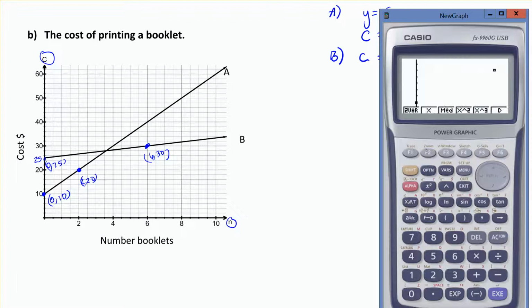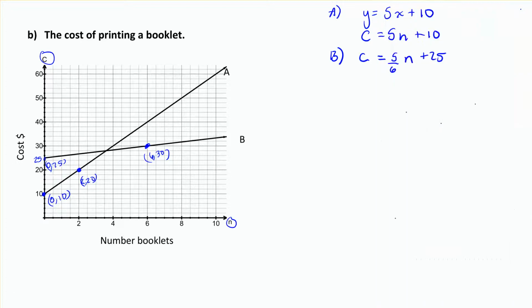Graph 1, calc x, 0.833333. So another way that you could write that, if you want, is the decimal. C is equal to 0.833n plus 25. Alright, so those are our 2 rules, and one other thing that's obviously going to be important for us to calculate here is that intersection. So these are my rules, and my intersection. Again, this is when those 2 lines are actually equal to each other.